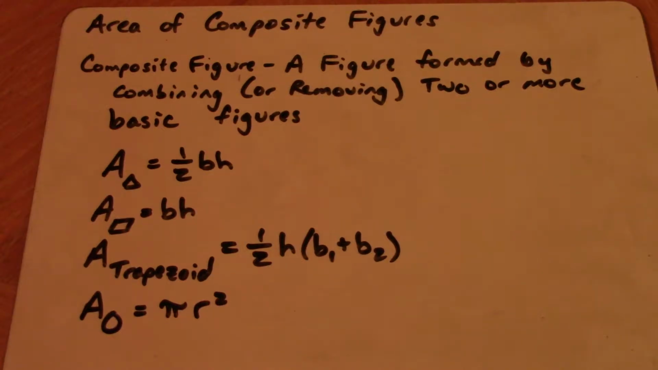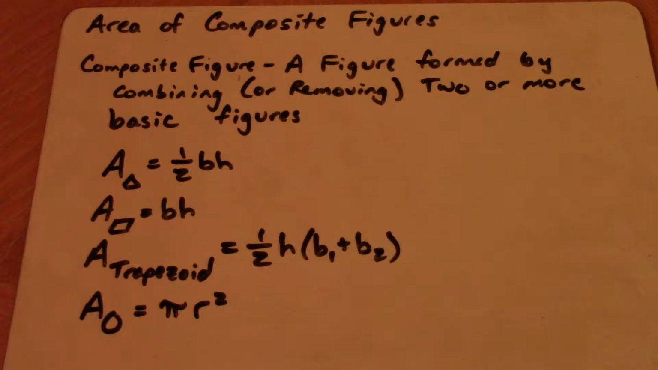So here we have the equations from our previous lesson for the area of a triangle, 1/2 base times height, the area of a parallelogram, which would include rectangles, squares, rhombus, and parallelogram. That is base times height. Area of a trapezoid, which is 1/2 height times the quantity base 1 plus base 2. And finally, area of a circle, which is pi r squared.